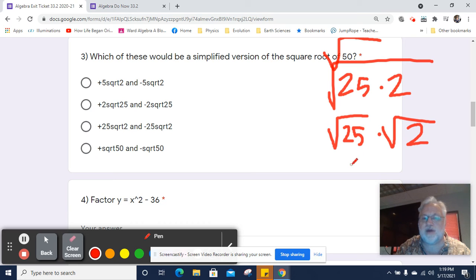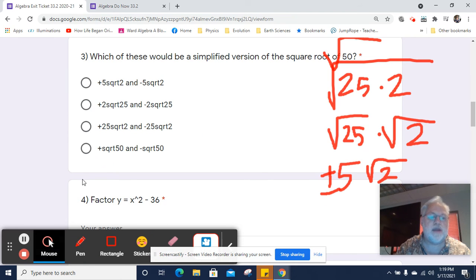And we can get the square root of 25, that's 5, and then the square root of 2. But we have to always remember that it's plus 5 root 2 and negative 5 root 2. That means plus or minus. So my answer is plus or minus 5 square root of 2. Okay.